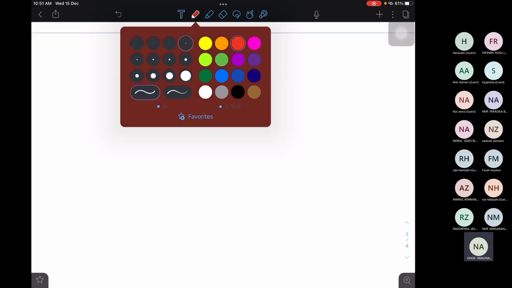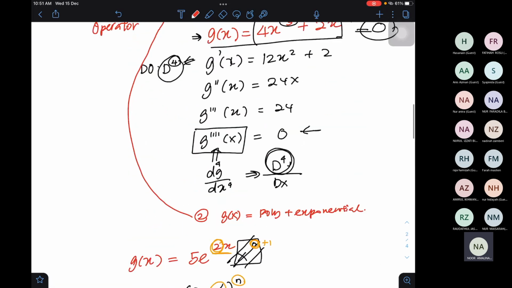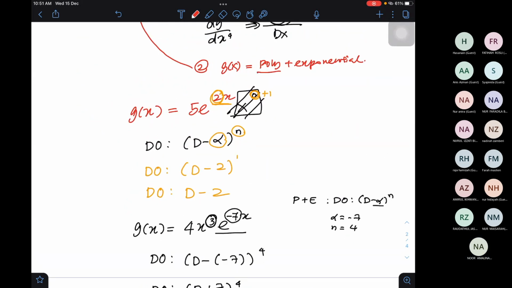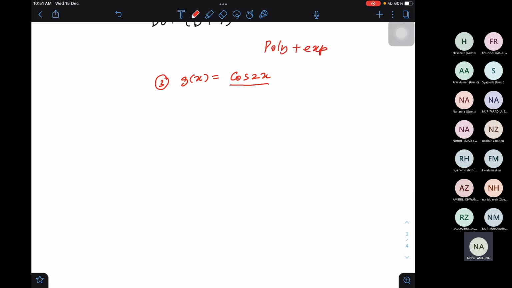Kes yang ketiga adalah apabila your gx in the term of trigonometric function, for example, you have your gx equal to cos 2x. Okay, whenever you see exponential function, you need to assume that your exponential function come with the polynomial function. And whenever you see the trigonometric function, you need to always remember that this function come together with the polynomial, with the exponential, with the trigonometry. Tapi you cannot see here.